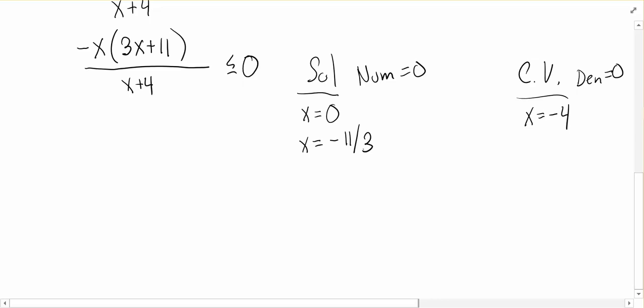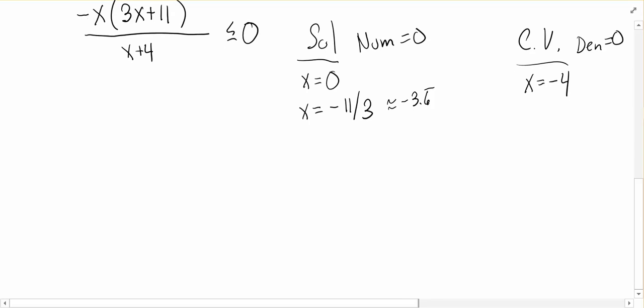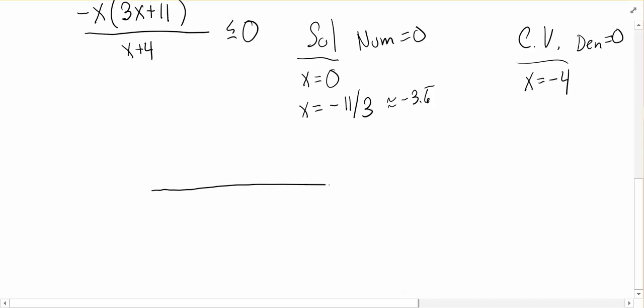Now, negative 11 thirds is about negative 3.6 repeating. Now, I point that out so we put this on the correct side on the number line. That it would go negative 4, then it would be negative 11 thirds, then it would be 0. Now my solutions were closed because we had an or equal to in them. My critical value is an open circle because they always are.